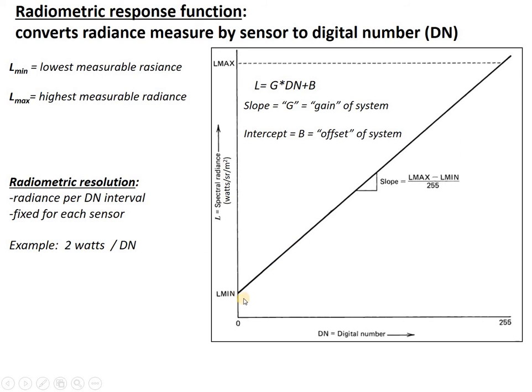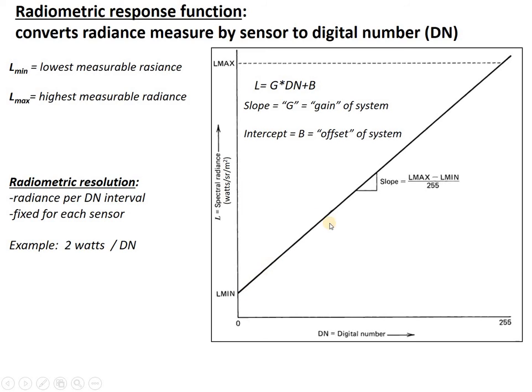And in particular, L min is the minimum radiance that a detector will assign to a digital number. So anything below L min, all of those radiance values are going to get assigned to 0. Likewise, anything above L max, all those radiance values are going to get assigned to 255. So if it's above or below the min and max, it'll get assigned to the minimum or maximum digital number.